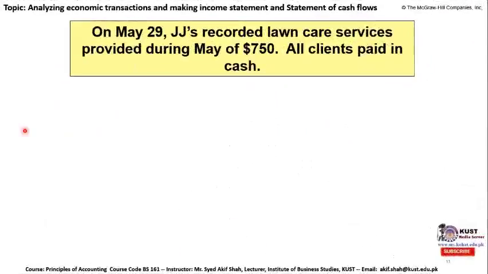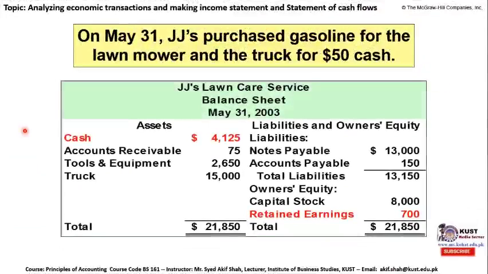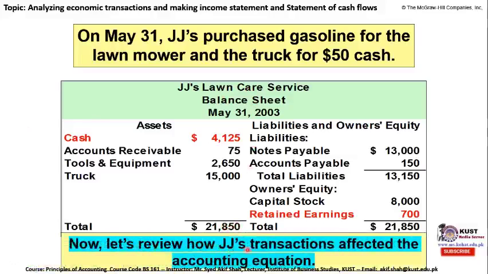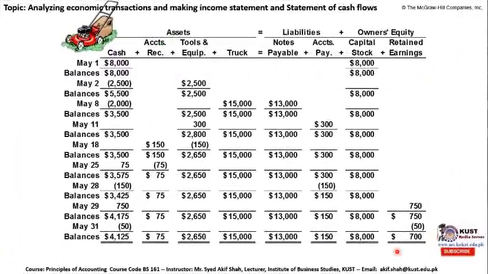I'll quickly go to the last slide, where we left our discussion in lecture number 15, by incorporating all the economic transactions into the balance sheet. Now let's review how the JJ transactions affected the accounting equation. Here is the basic agenda of lecture number 16, and I assume that students have listened to my previous lecture before listening to this lecture.